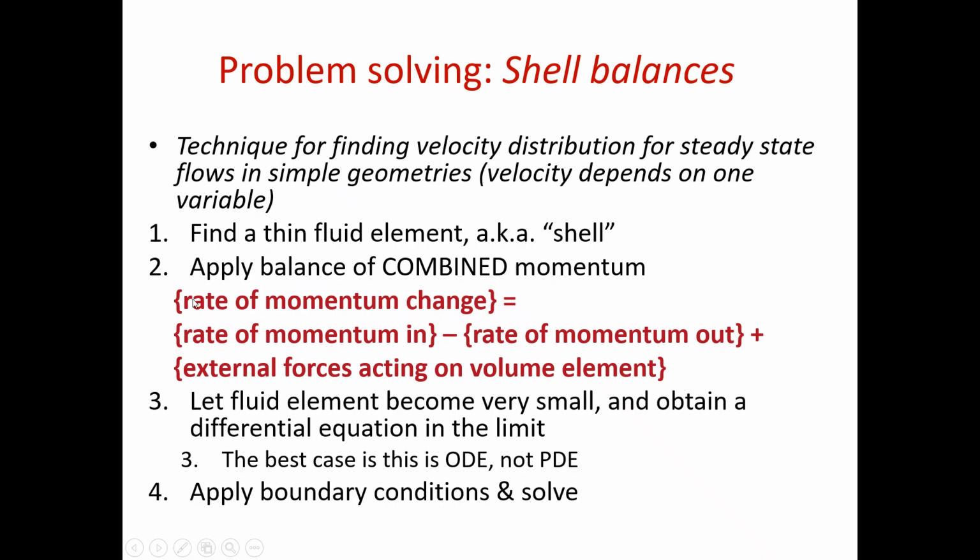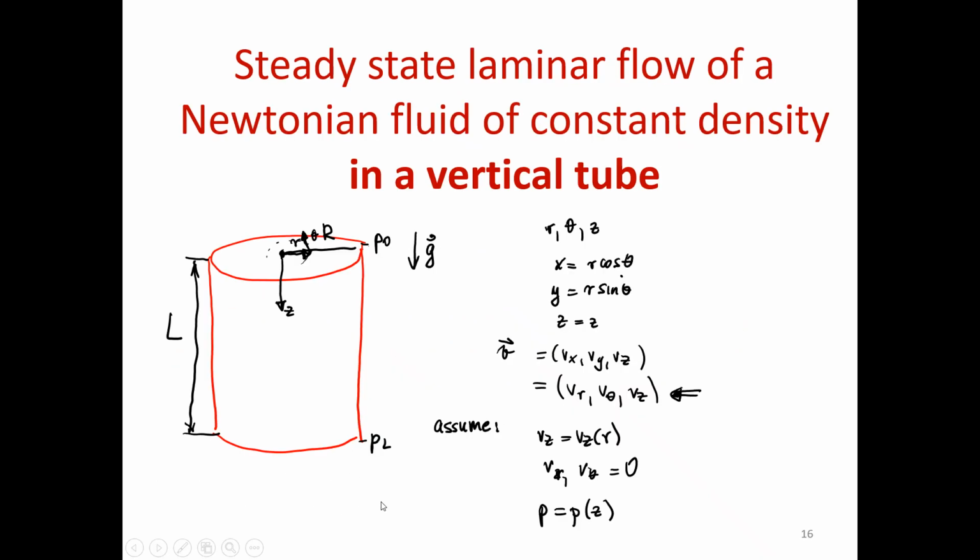And then we will say that the rate of momentum change in steady state, that is 0, is equal to the rate of momentum coming in minus the rate of momentum going out, plus any external forces acting on my volume element. And then once we do that balance, we will let that volume element shrink and get a differential equation that we need to apply boundary conditions to and solve. All right.